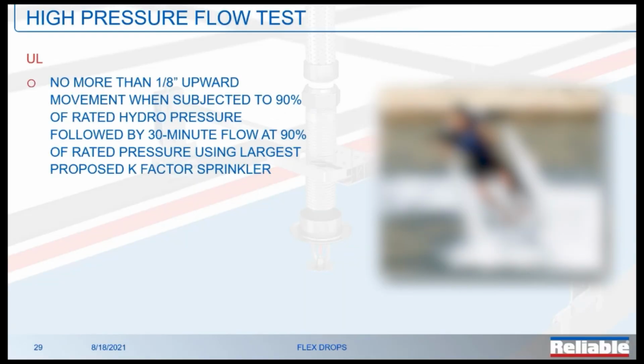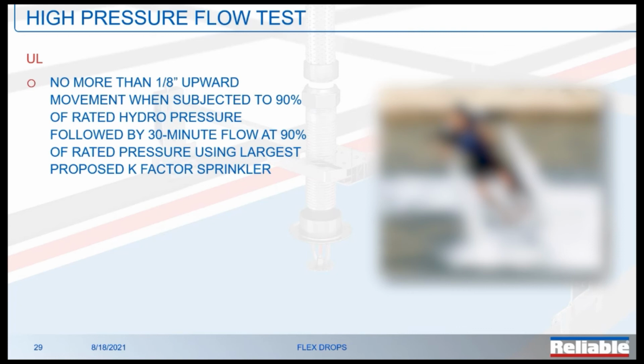High pressure flow test. We want to make sure that we don't turn our flex drop into a water rocket. So we're going to anchor this down. UL is going to be looking for no more than 1/8 upward movement at 90 degrees hydro pressure, followed by a 30-minute flow at 90% of the rated pressure using the largest proposed K factor.